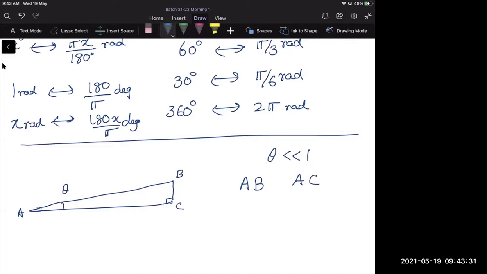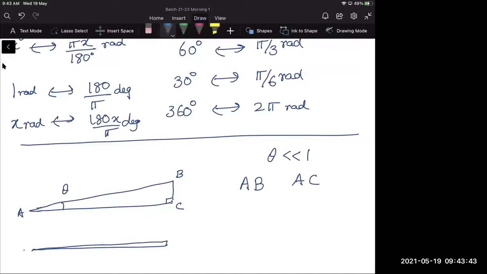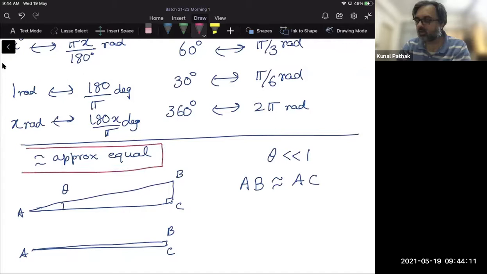Almost equal. I hope everybody will agree with this, that if this angle is extremely small, BC would almost be equal to zero, right? The length BC would almost be equal to zero. And AB and AC would almost be equal, right? This is the symbol for almost equal. This means approximately equal. Squiggly equal to means approximately equal. Right? Everybody agrees with this. If you have any sort of doubt or any cross question or any other question, just ask. Okay.